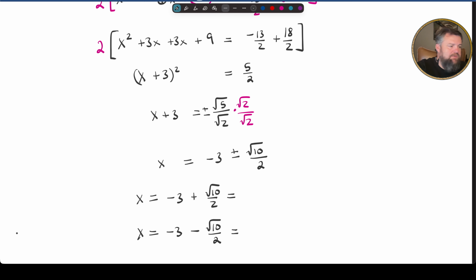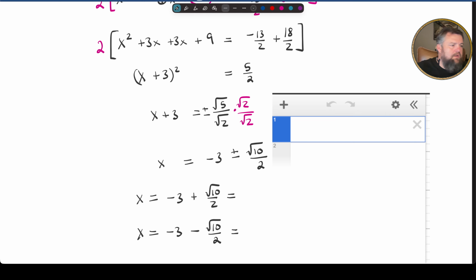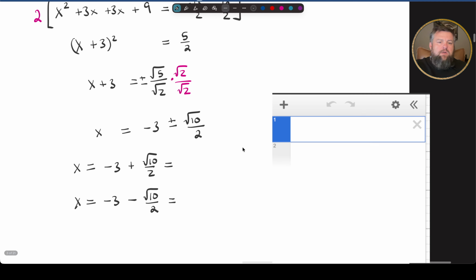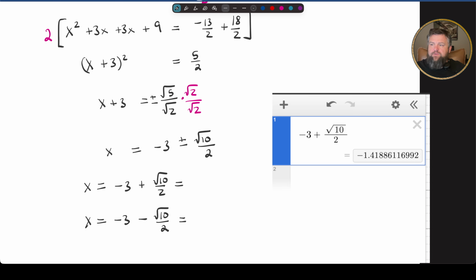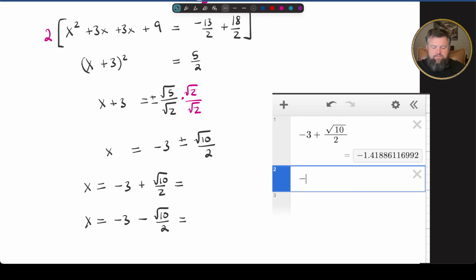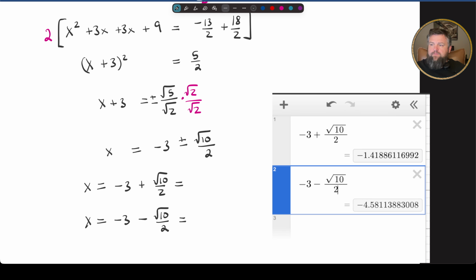pull up Desmos. We're going to do some approximation values here so we can see where that's at on the number line. So we have in Desmos, we're going to type, first one is going to be -3 plus square root 10 over 2. And then we also have -3 minus square root of 10 over 2. So we have two possible values that we're going to use.